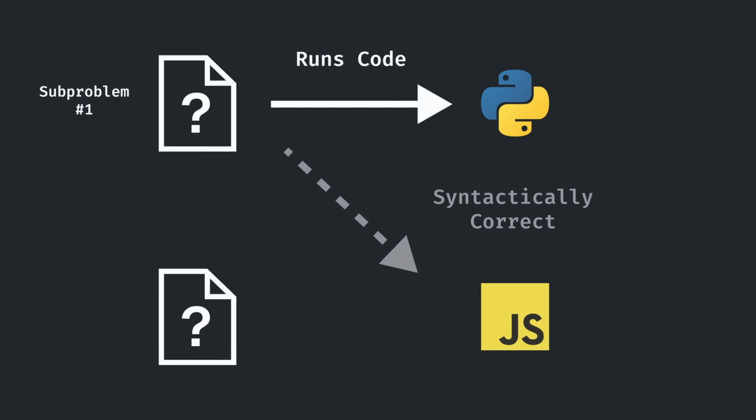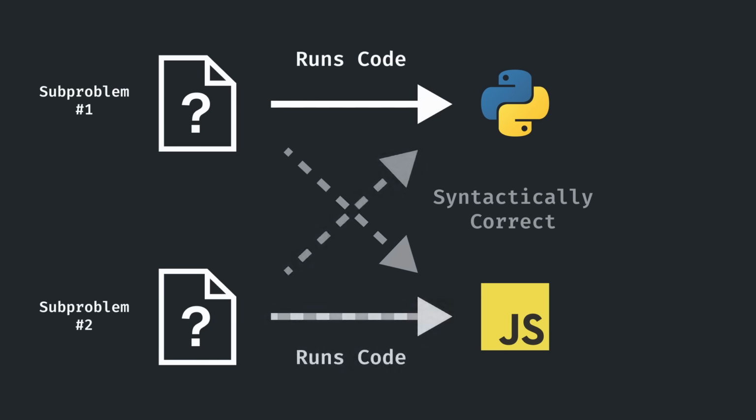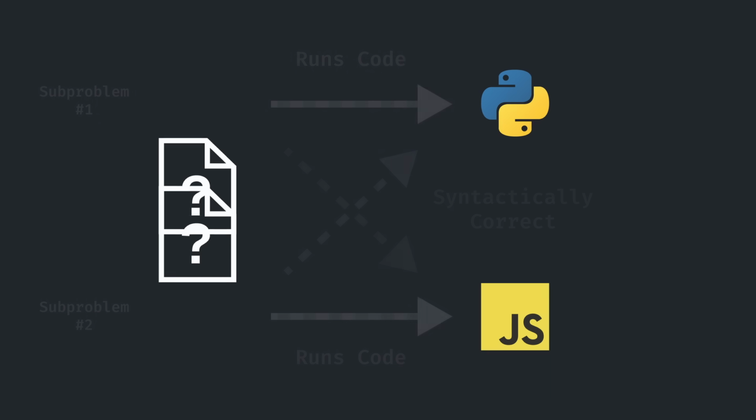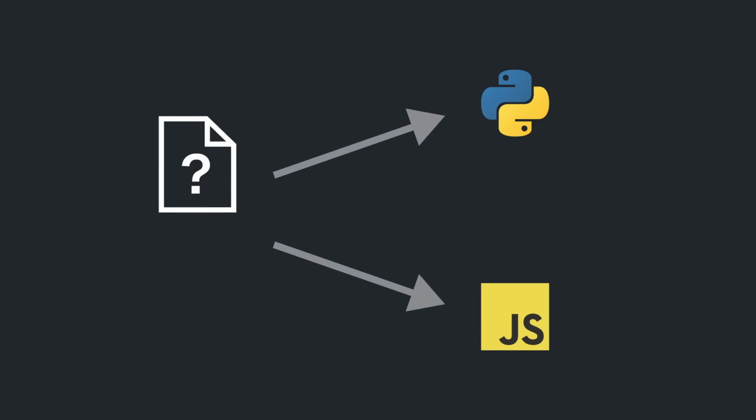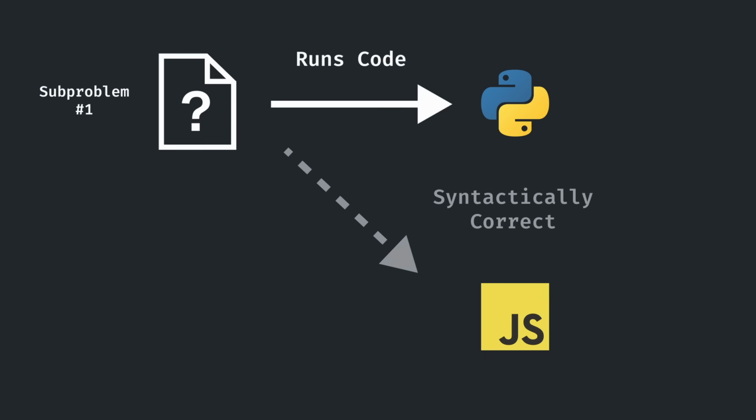Second, the opposite subproblem is to write a program that is also syntactically correct in both languages, but does nothing in Python while running what I want it to in JavaScript. And since both pieces of code are syntactically correct, we can simply append them together into one file as our entire polyglot program. This type of polyglot is known as a zipper. So let's start with the first and reasonably easier subproblem.